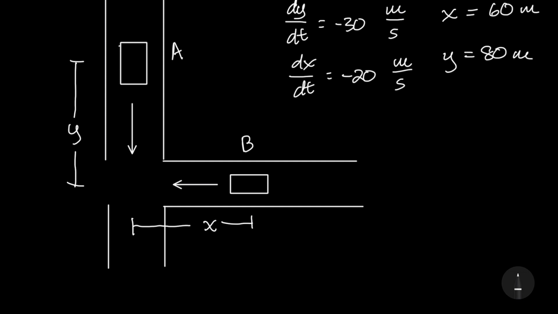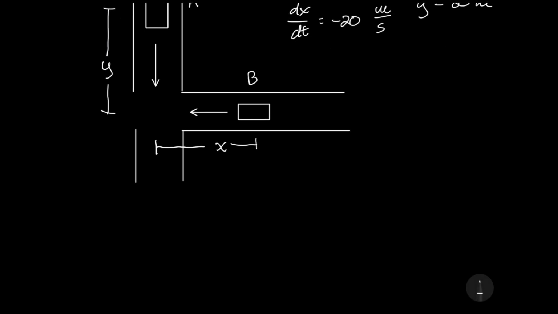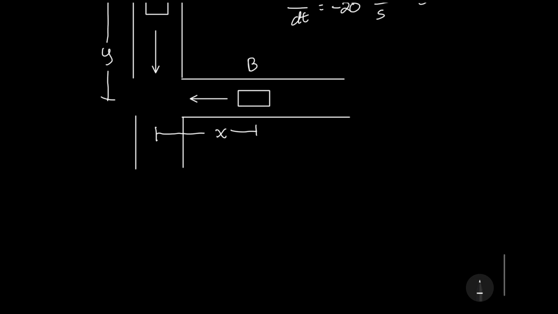So what I want to find is this. At this specific instant in time, when car B is 60 meters from the intersection and car A is 80 meters from the intersection, how fast is the distance between the two cars changing? Let's think about how we would go about solving this particular problem. To facilitate our understanding, I'm going to draw a quick right triangle.